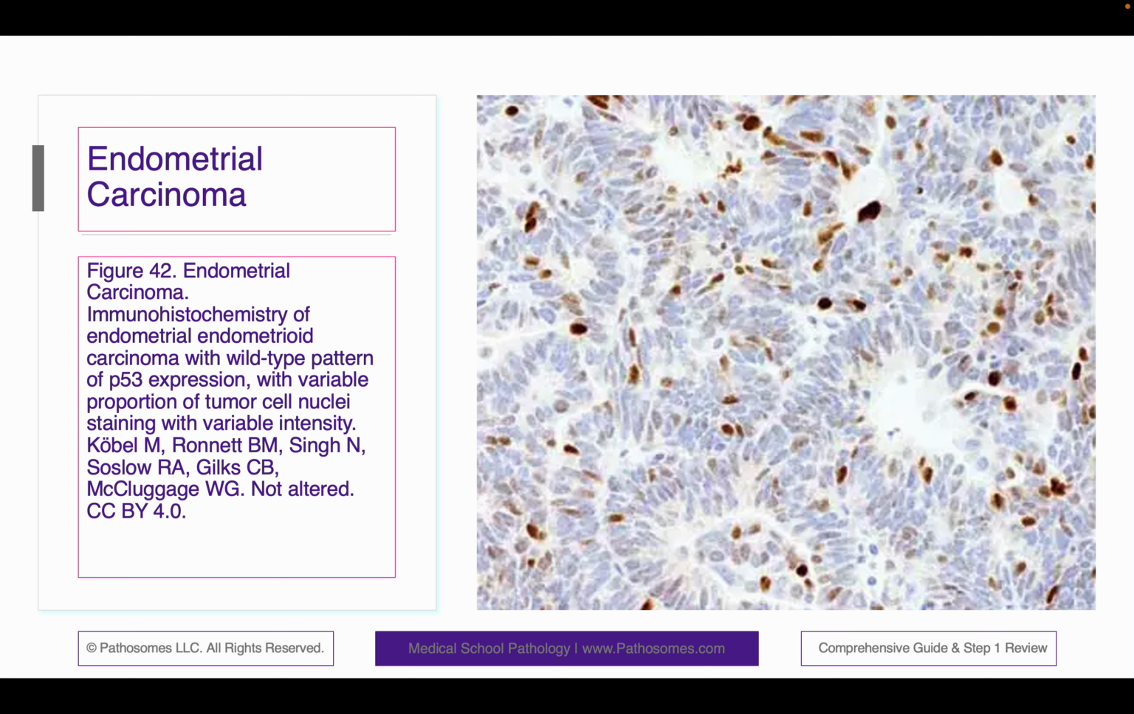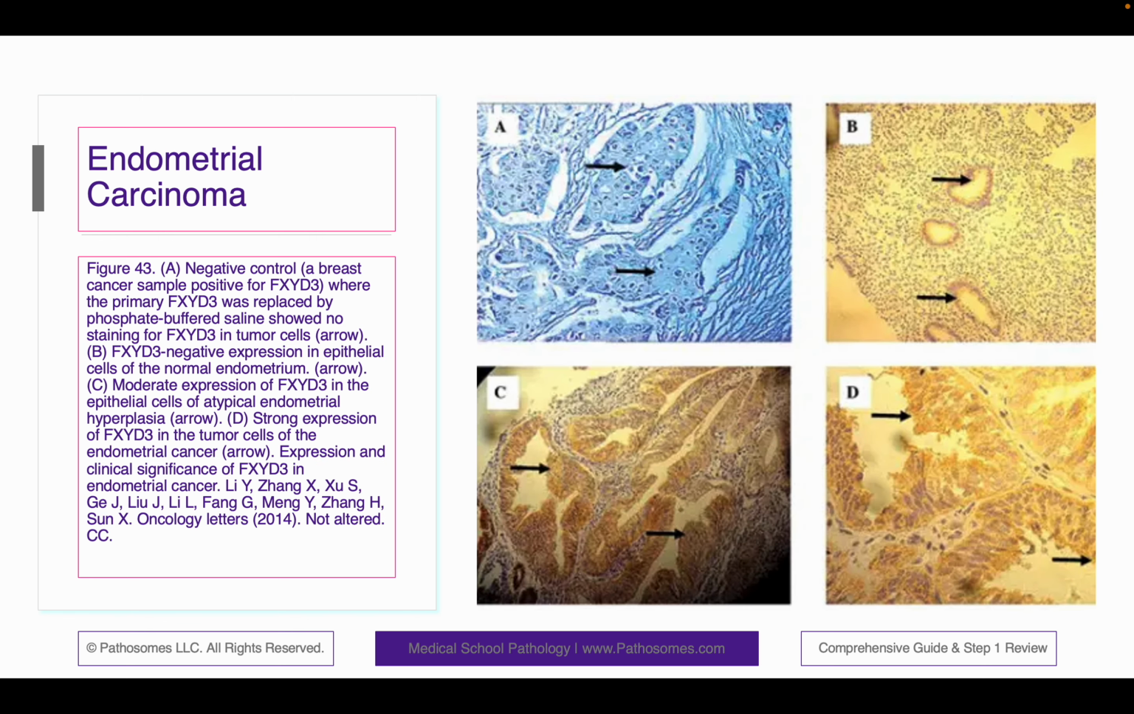And here we have histology from an endometrioid carcinoma with the wild type pattern of P53 expression, with a variable proportion of tumor cell nuclei staining with variable intensity with P53. And here we have various histologic panels showcasing various tumors, specifically of the endometrial sort, as well as hyperplasia, right? You can read through this if you want. It's not as high yield as some of the other things that we already talked about.